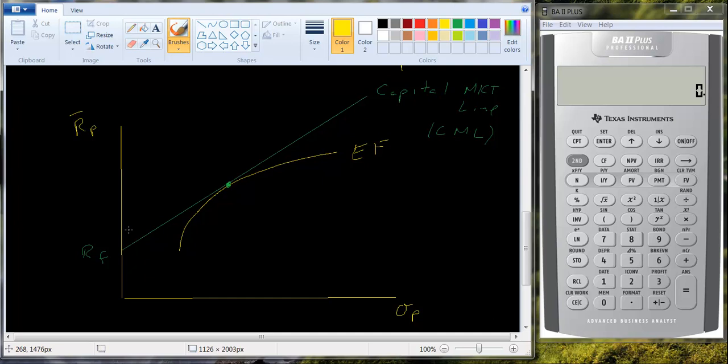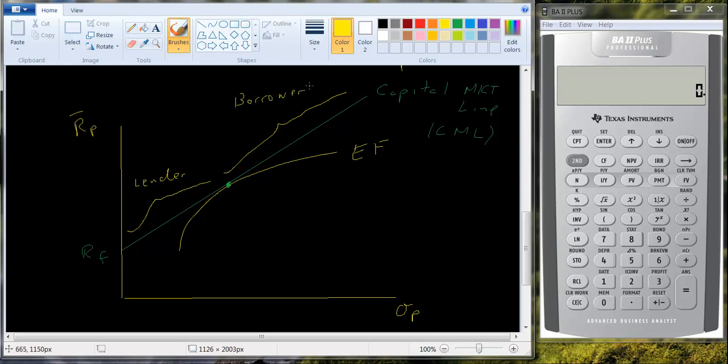Right here, if you're in this range here, you're a lender. You're someone who buys the risk-free asset. Remember, when you buy a bond, you're lending someone money, and some of this risky portfolio. Someone out here is going to be a borrower.